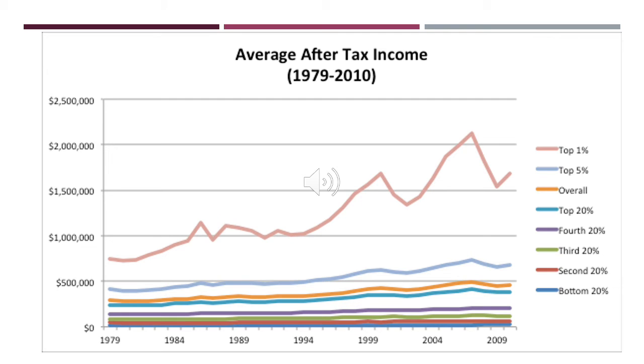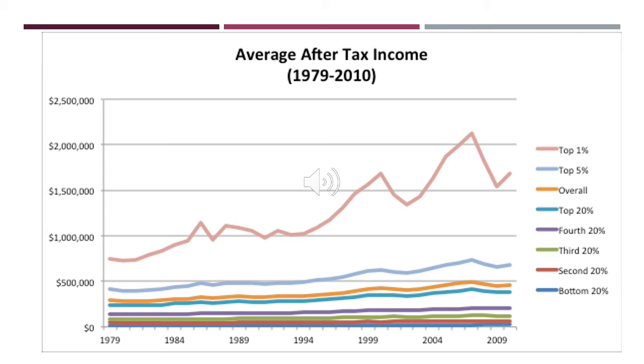So let's start by looking at the top 1%, and noticing that the average after-tax income for the top 1% of earners from 1979, where it was about $750,000 a year, has gone up. It peaked in about 2005, 2007, at around $2 million a year. And it dropped during the economic recession, 2007, 2008. It dropped to just $1,500,000, but now it's rebounding.